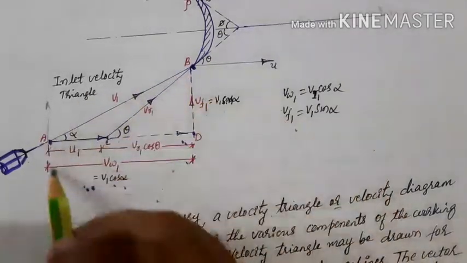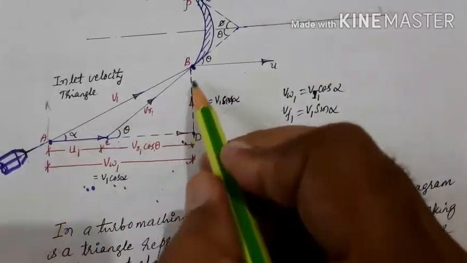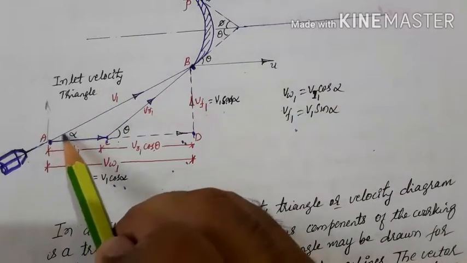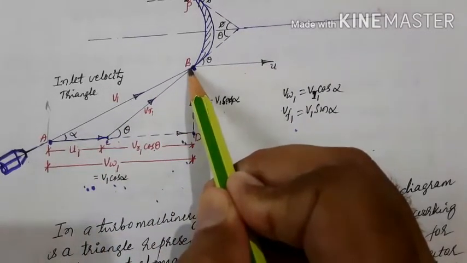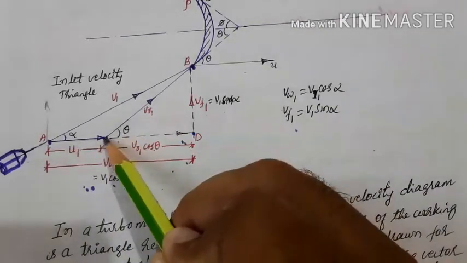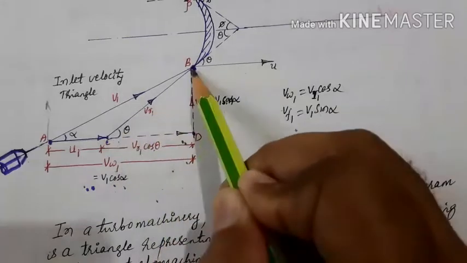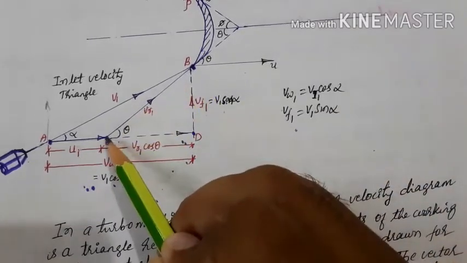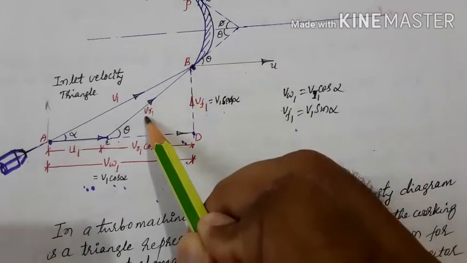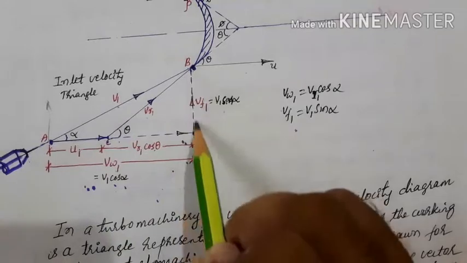This triangle, what it represents: the inlet velocity triangle, completely. Okay, so try to understand this one. Initially we have to draw V1, then we have to draw U1, then join. Draw a line CB, joining C to B, that represents VR1. Then resolve this V1 in horizontal as well as vertical.